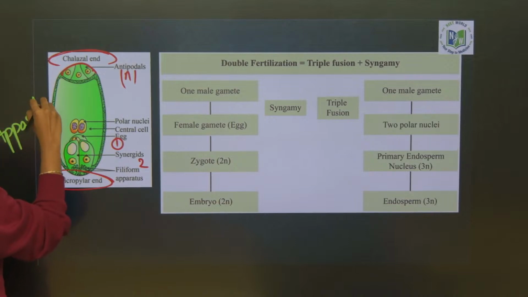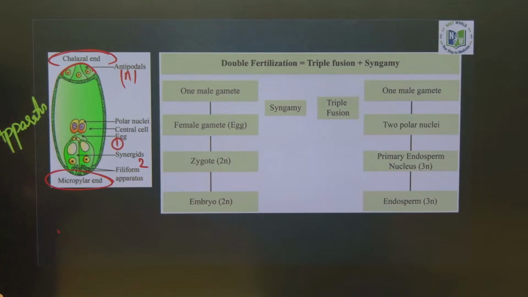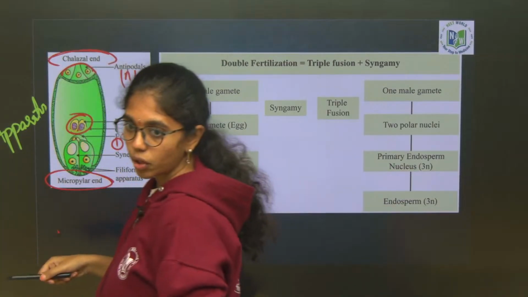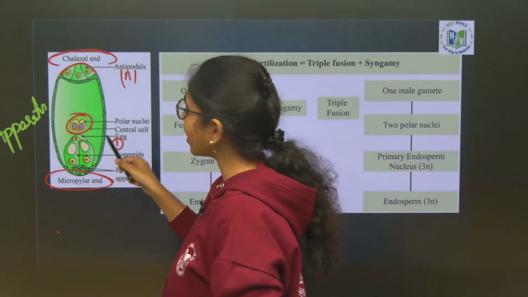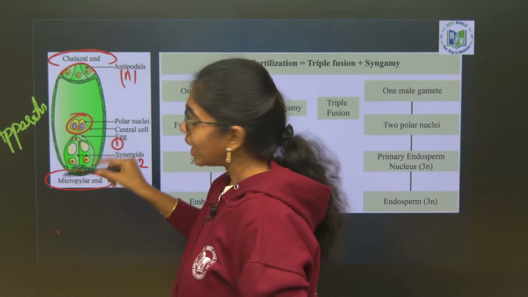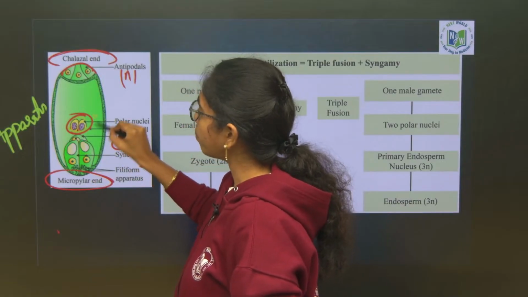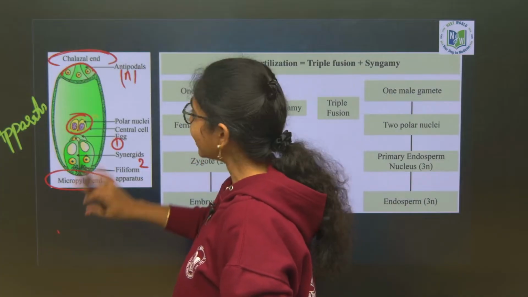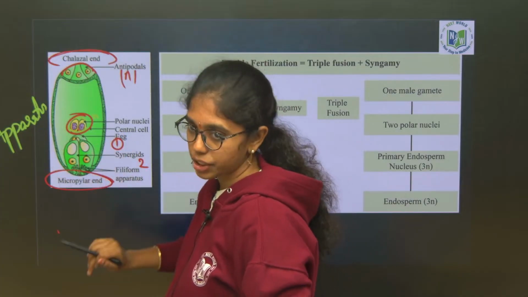The egg apparatus includes 1 egg cell and 2 synergids, and at the center you will have the polar nuclei. Polar nuclei are also known as the central cell. This is in n+n condition, or diploid, you can also say. So, totally you can see a 7-celled, 8-nucleated condition.